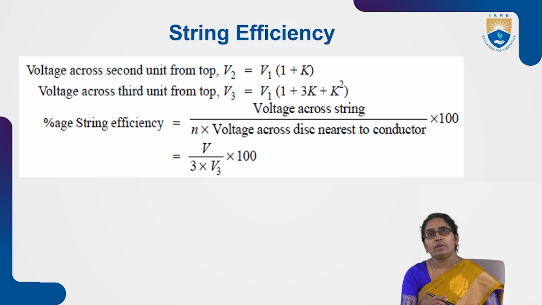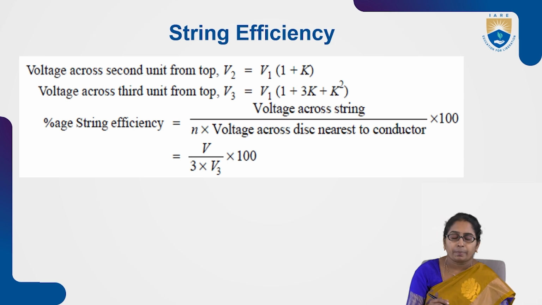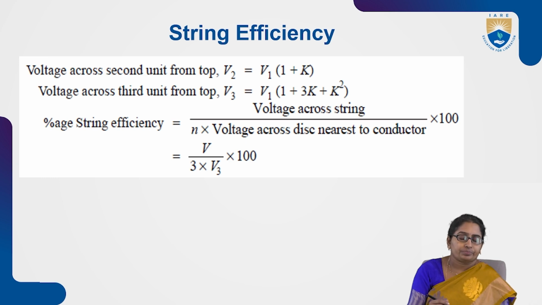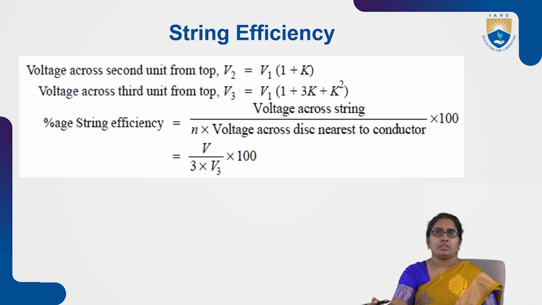So that means depending upon the given data, if they have given the total voltage V, we can calculate like this, V1, V2, V3. K value also given. Now, finally, percentage string efficiency. We know the voltage across the whole string, V by N, here 3. Next, the last one, the voltage across the disk near to the conductor, that is nothing but V3, right? What is that disk that is near to the conductor? That is V3, the third, bottom unit. Voltage across that is V3.